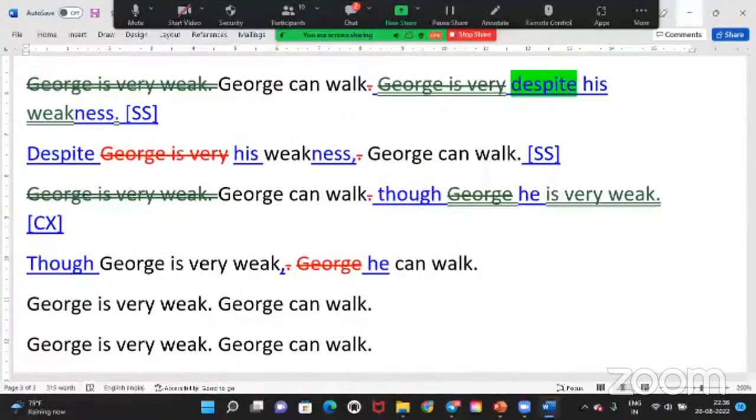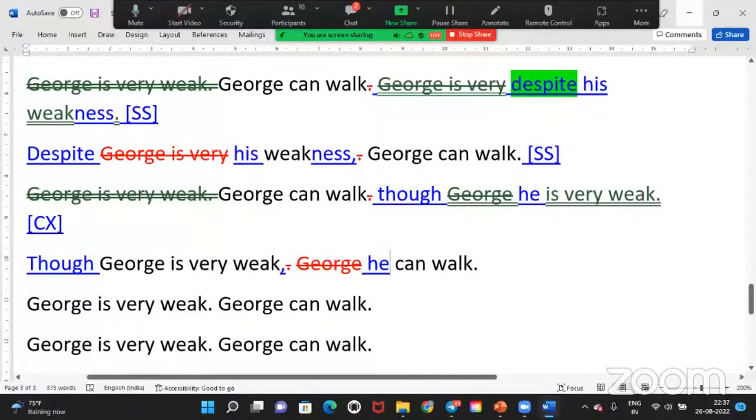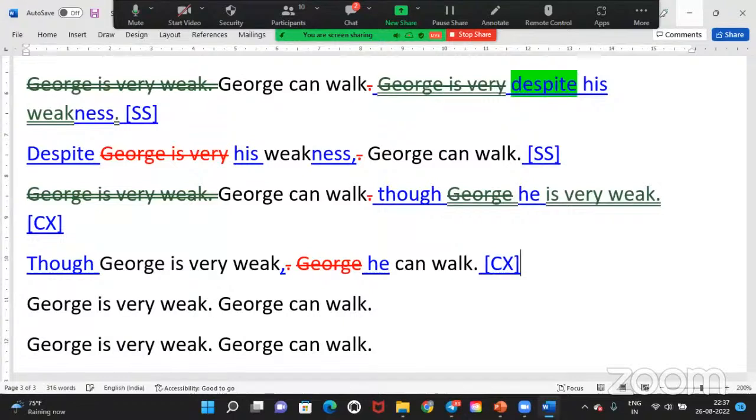So though George is very weak, he can walk. So this is a complex sentence with though in the beginning. So you can see how many different styles. Okay. So though George is very weak, he can walk. So you are using though. This is a complex sentence. Okay.